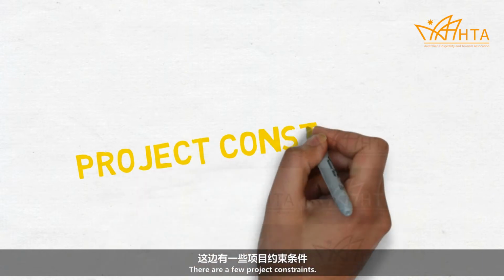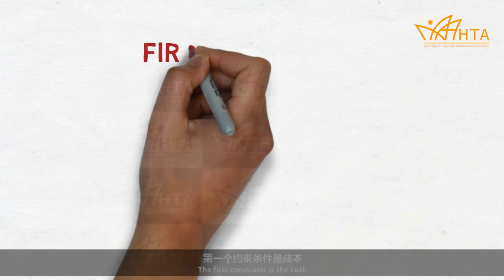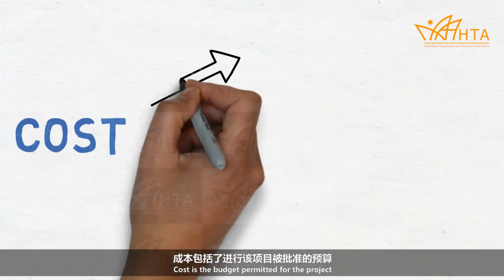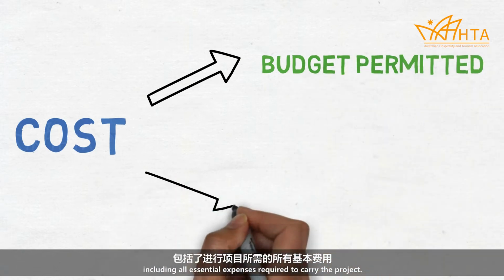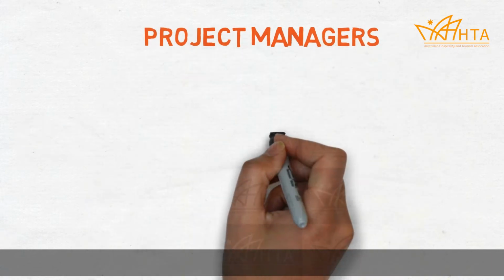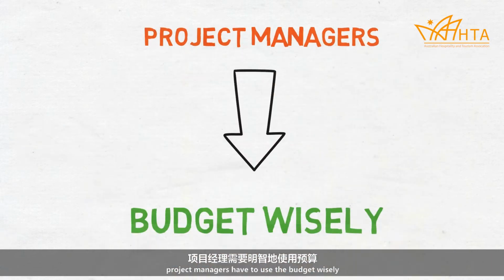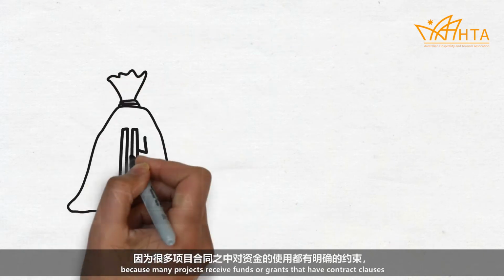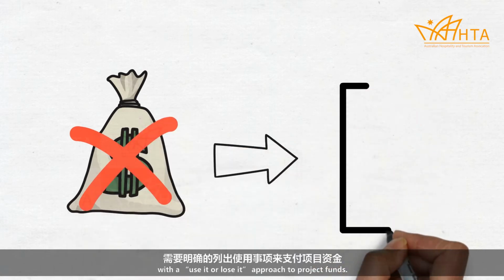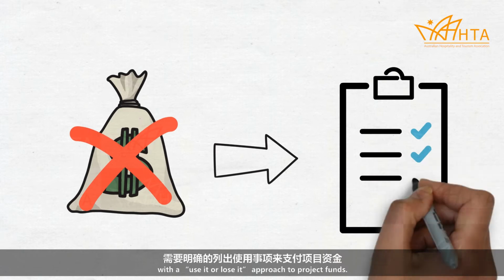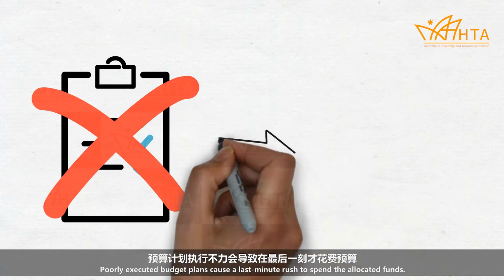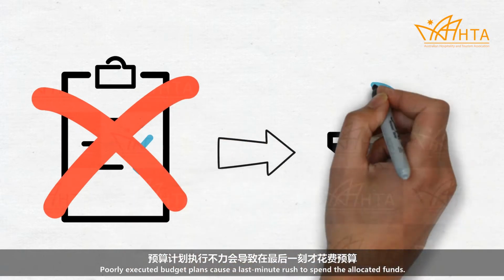There are a few project constraints. The first constraint is cost. Cost is the budget permitted for the project, including all essential expenses required to carry out the project. Within organizations, project managers have to use the budget wisely because many projects receive funds or grants that have contract clauses. With a use-it-or-lose-it approach to project funds, poorly executed budget plans cause a last-minute rush to spend the allocated funds.